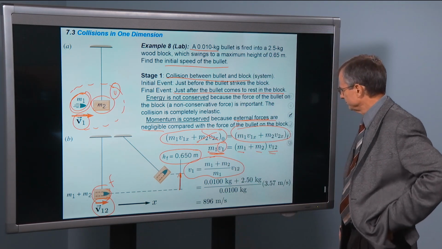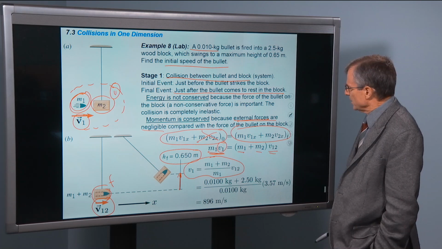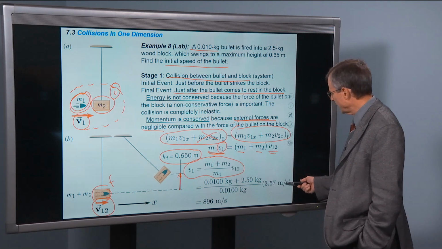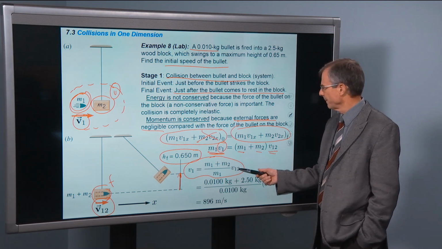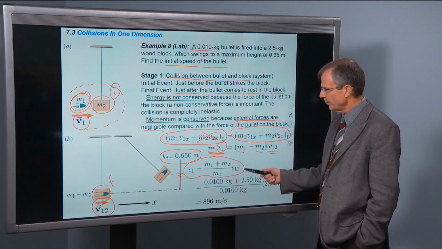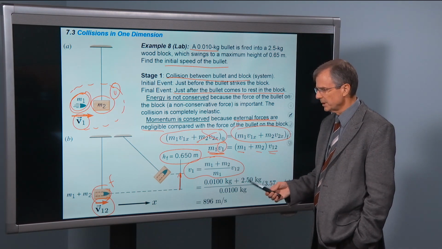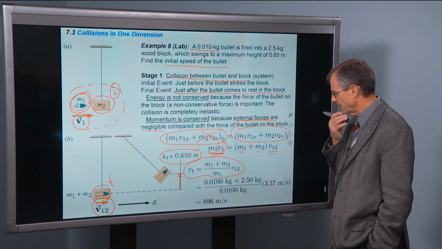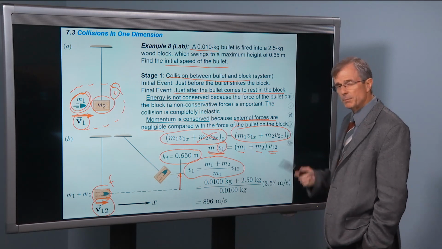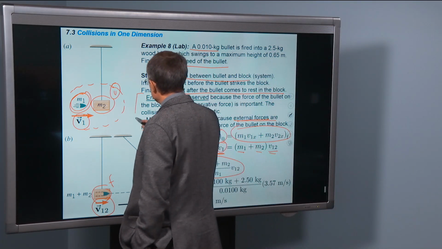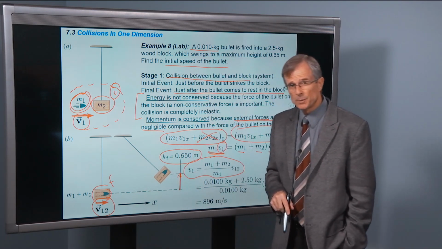And the trouble is we don't know everything. We know the masses of everything, but we don't yet know the final velocity v1, just after they begin moving up. That's what we need the next slide for. But before we go to the next slide, let's ask about energy conservation during this stage of the problem.